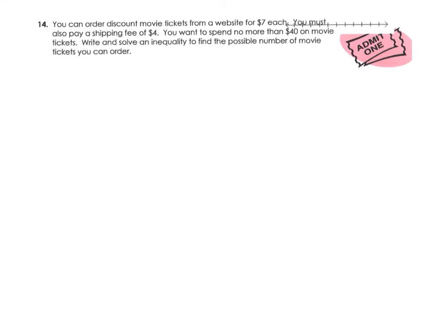Number 14 says you can order discount movie tickets from a website for $7 each. You must also pay a shipping fee of $4. You want to spend no more than $40 on movie tickets. Write and solve the inequality to find the possible number of movie tickets you can order. So we know that they're $7 each. So this is going to be 7x. And there is also a one-time $4 fee. And we know that this amount has to be less than or equal to 40. Because we don't want this amount to be more than, we want it to be less than the amount of cash that we have.